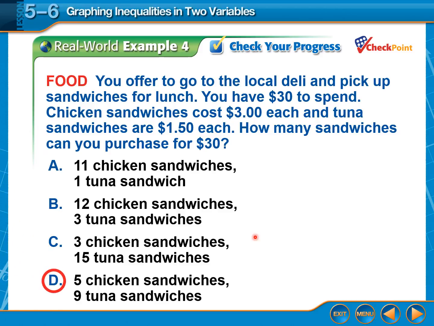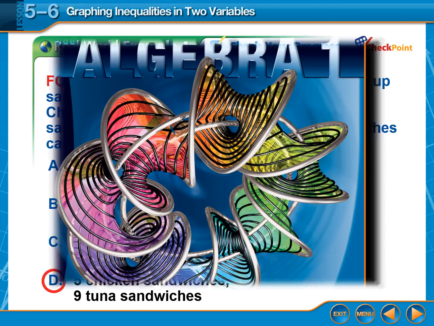And the correct answer is D. D is the only possible combination. 5 chicken sandwiches and 9 tuna sandwiches, that would be less than or equal to the $30 that you have to spend. 11 chicken and 1 tuna, 12 chicken and 3 tuna, 3 chicken and 15 tuna would all be more than $30 based on the information that they give us here.